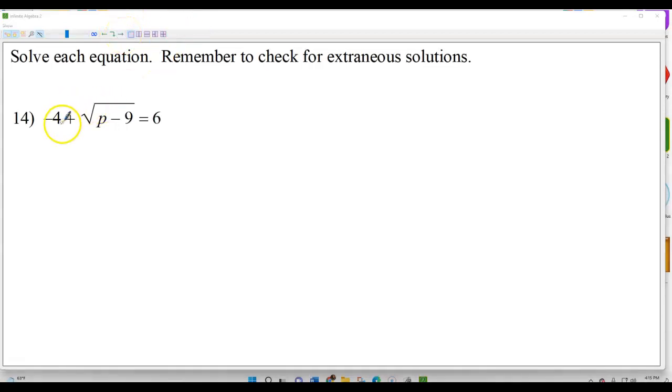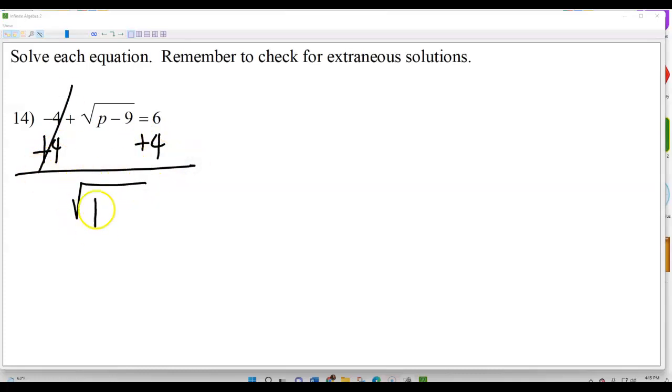All right, let's go ahead and move on to number 14 here. This is another one. It's just that you have some stuff outside of the root this time, and we're going to handle that the way we usually do. You get rid of the outside stuff first. So you're going to add 4 on both sides first.